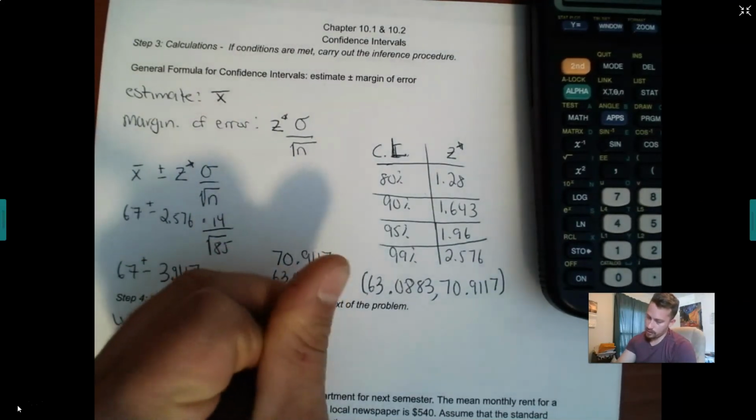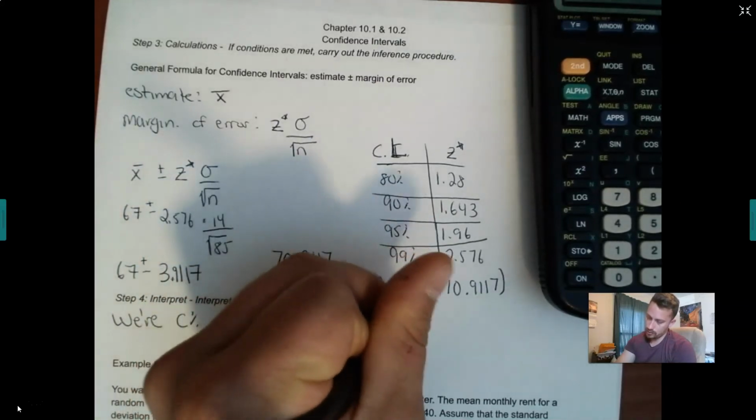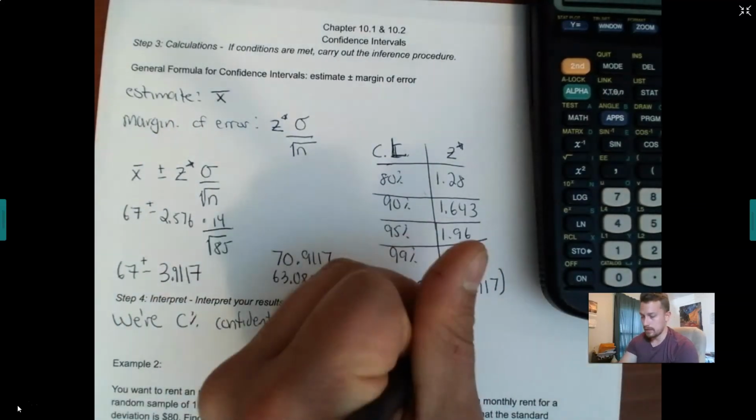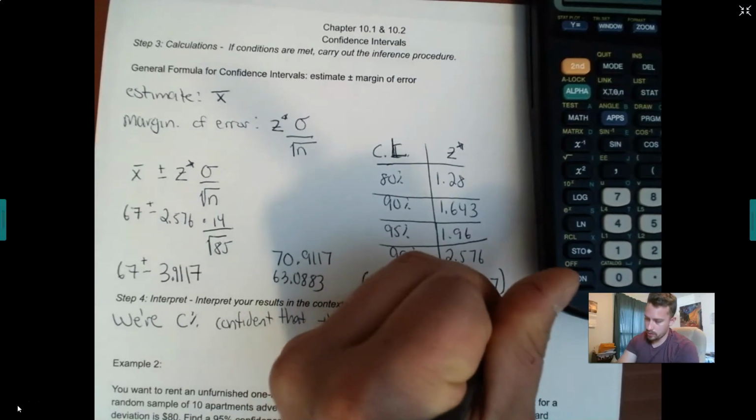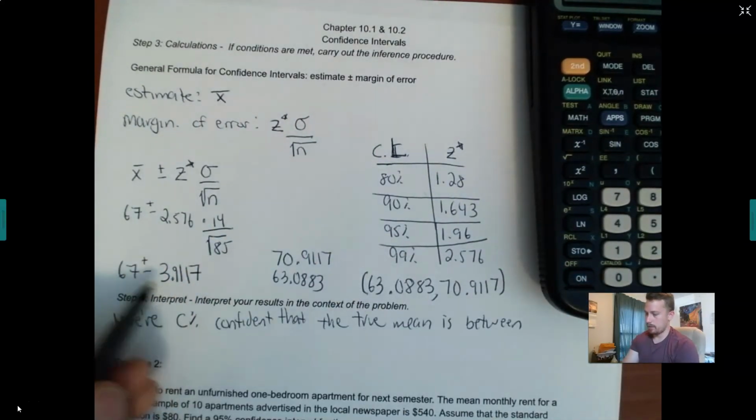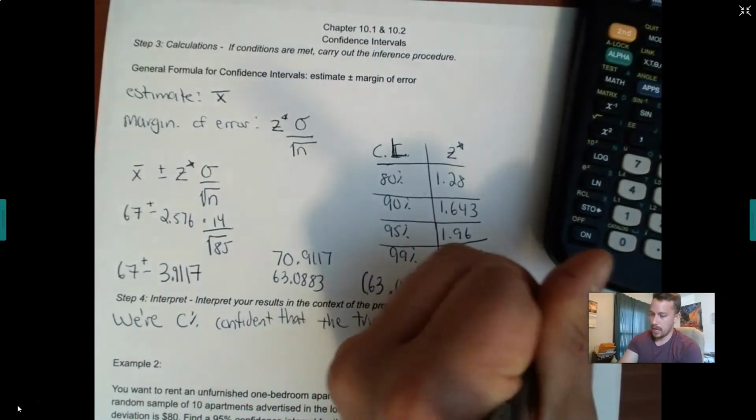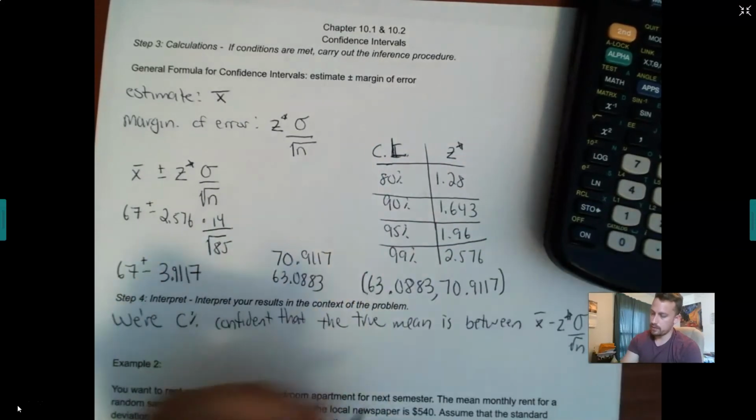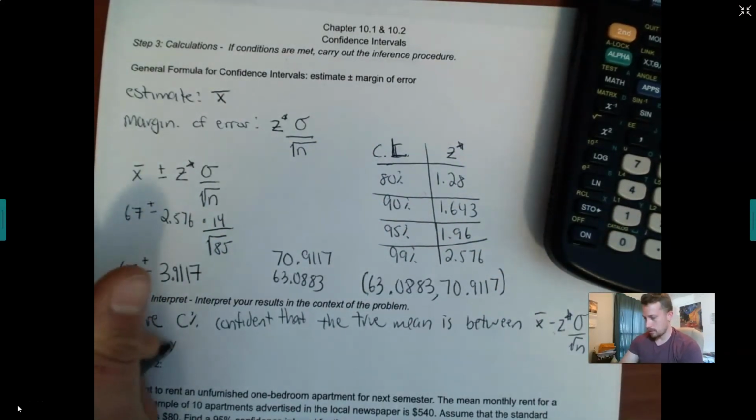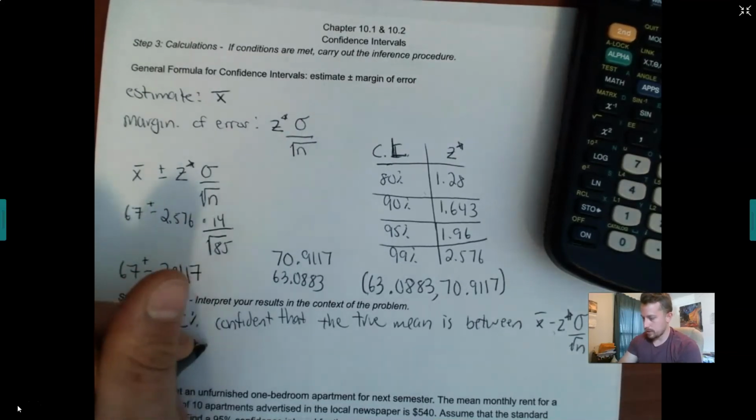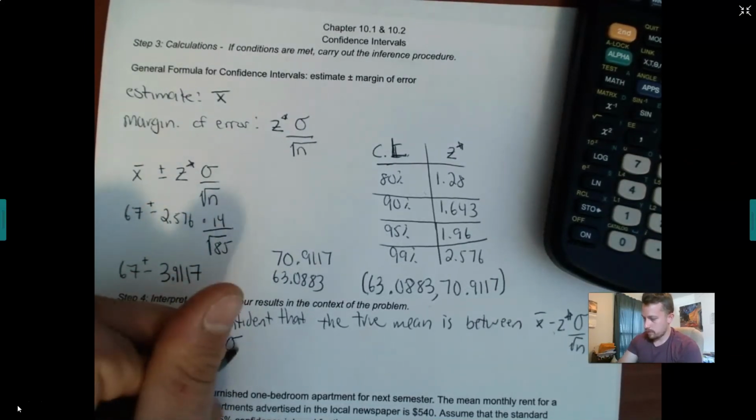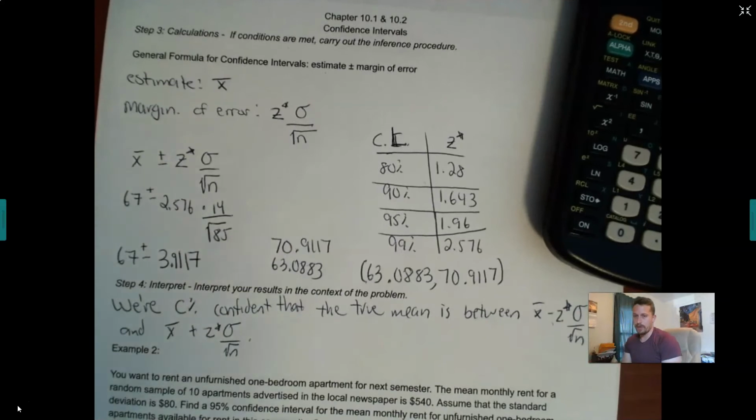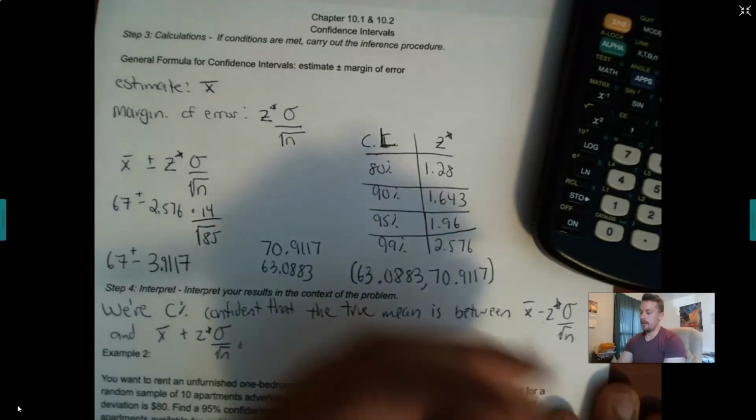Confident that the true mean, so when I say true mean, I mean population mean, right? The mean of the entire population is between this first number, which we got by doing the subtraction, so that's x bar minus critical value z times standard deviation over square root of n. So it's between this and when we add it: x bar plus critical value times standard deviation over square root of n. Okay. So we always want to be specific. That's just a general way to write it, and you can plug stuff in there.